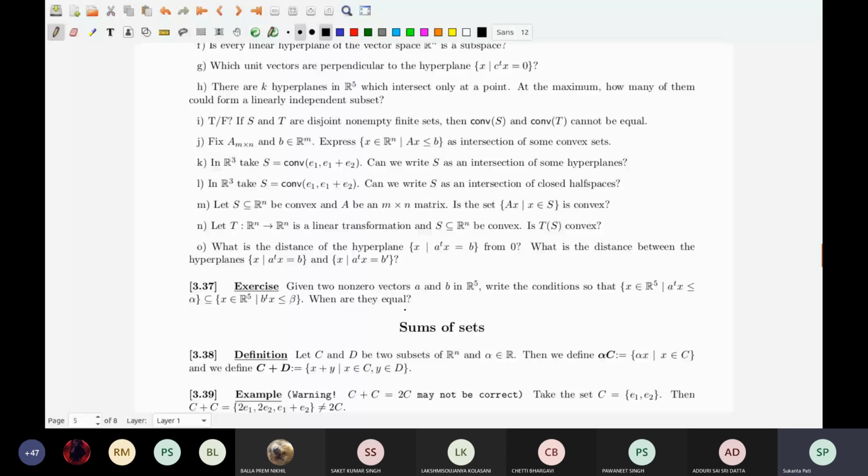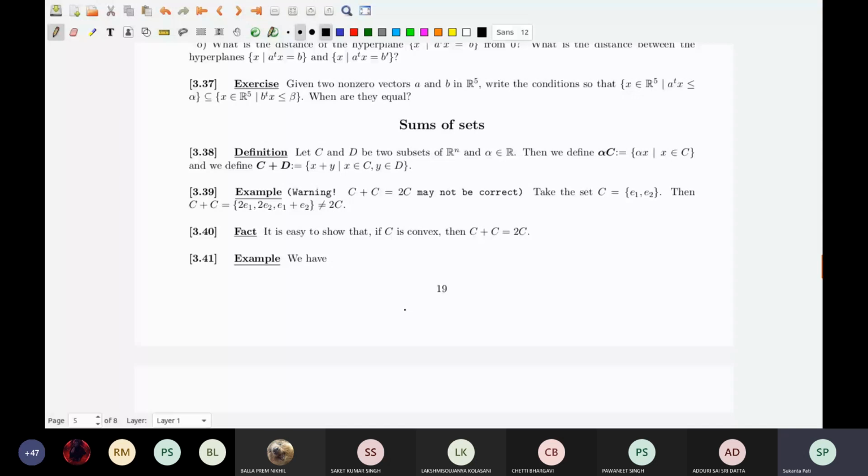Okay. We need a little bit of some subsets. Whenever you have two subsets C and D, okay, then we define alpha times C, where alpha is a real number. Alpha times C is the set of all alpha x belonging to C. You must have seen this earlier also. And C plus D is defined in this way. C plus D defined in this way, you must have seen earlier when you were defining sums of two vector spaces. Alpha C you might not have seen, but this is the way we are going to do.